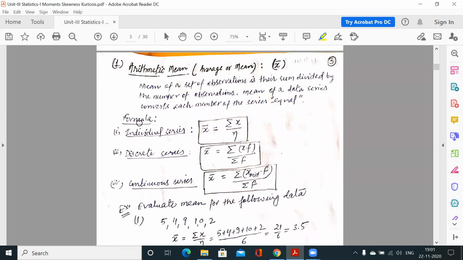So now the first measure of central tendency is arithmetic mean. We also say this as average or mean. We represent this by x bar.